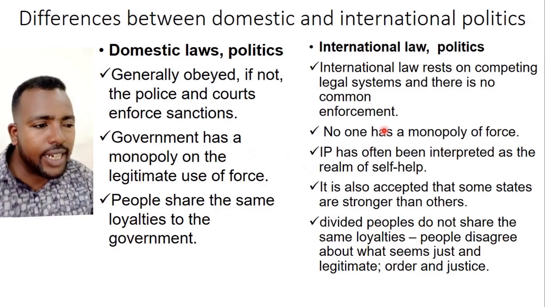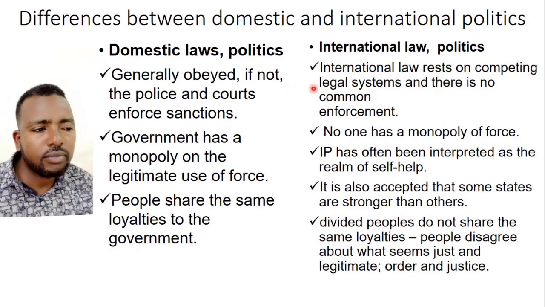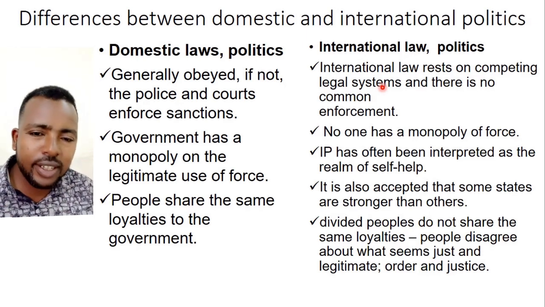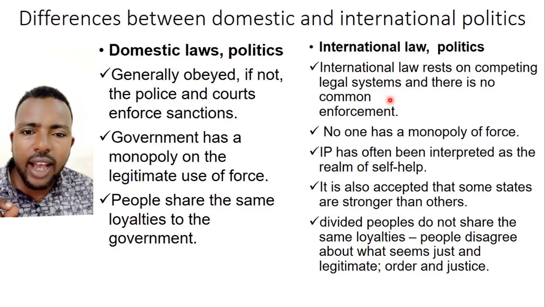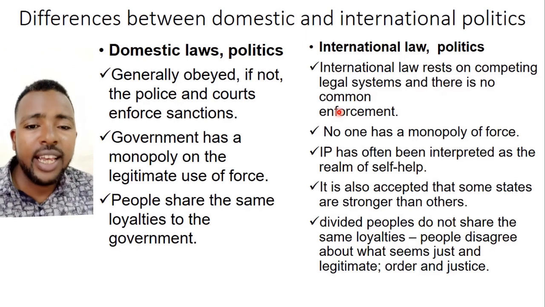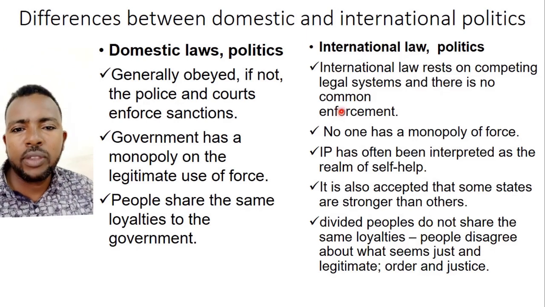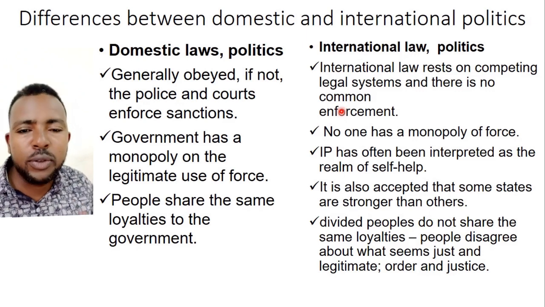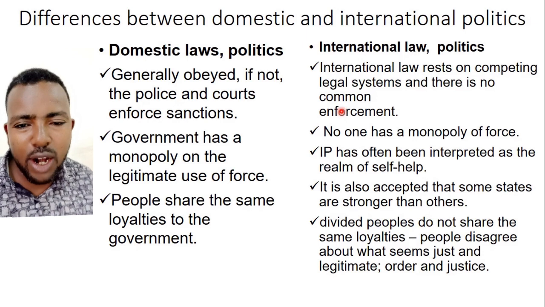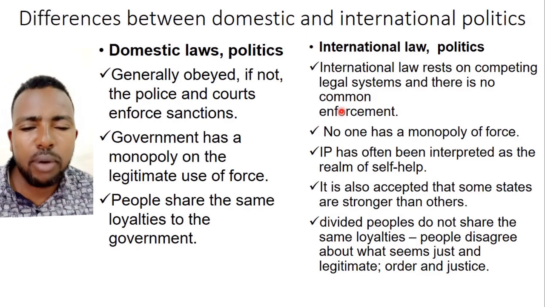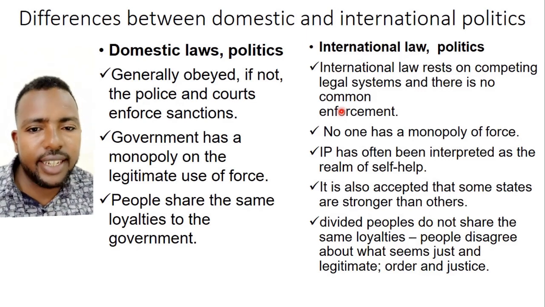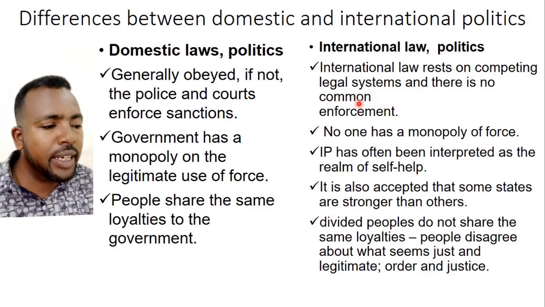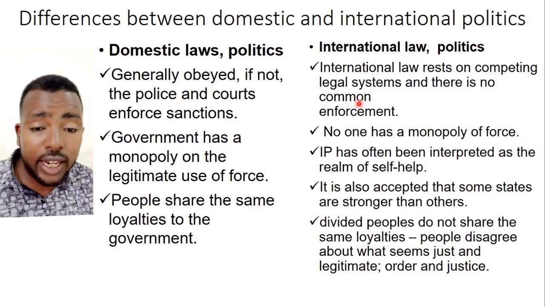That is it. On the other hand, when we look at international law and politics, number one, international law rests on competing legal systems. There are domestic legal and political systems that compete with their own respective interests in the international system, and also there is no common enforcement system. So states do not uniformly apply international law in their domestic spheres, in their domestic politics. There is a difference in implementation, because each and every state that participates in that system has its own national interest.